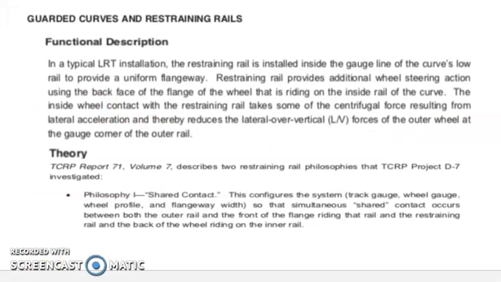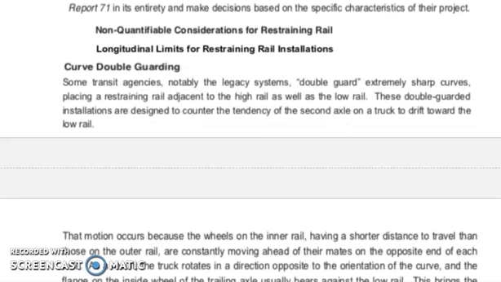We have to take note that the restraining rails are installed inside the gauge line of the curved low rail to provide a uniform flangeway. So the restraining rail provides additional wheel steering action using the back face of the flange of the wheel that is riding on the inside rail of the curve. As mentioned a while ago, there is an interface between the wheel and the rail, which means the rail design must be fitted to the design of the wheel of the train.